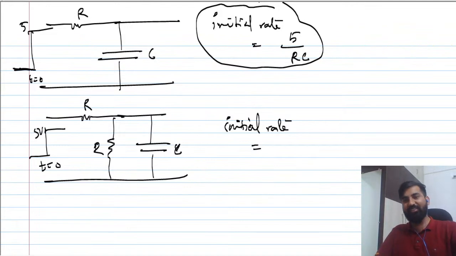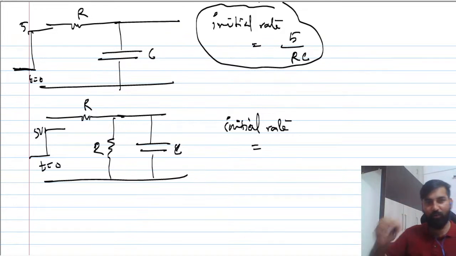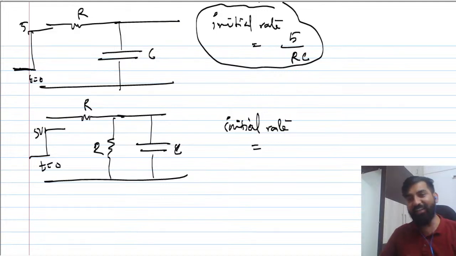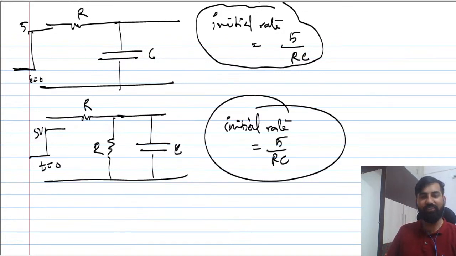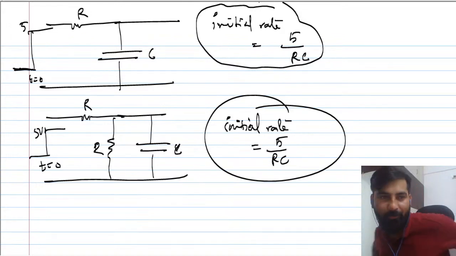So you see this, guys. Devans, can you calculate quickly what will be the initial rate at which the capacitor will start charging? Will the initial rate be same or different for both circuits? Tell me fast. The initial rate will be same, guys. The initial rate is going to be 5 by RC only, that you can see here. Initial rate will be same. Okay?